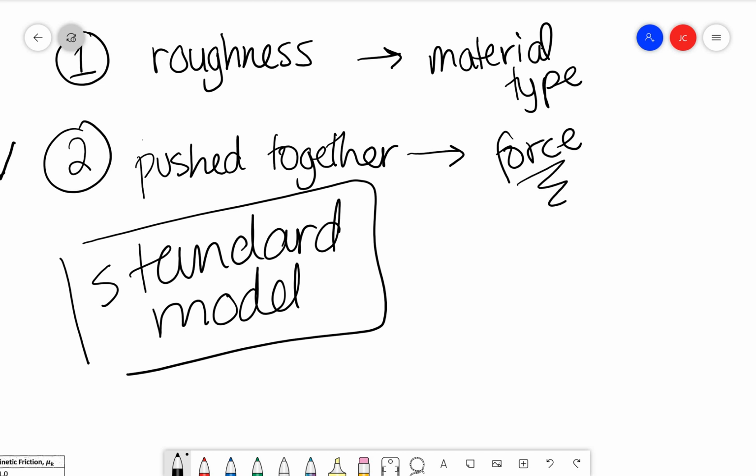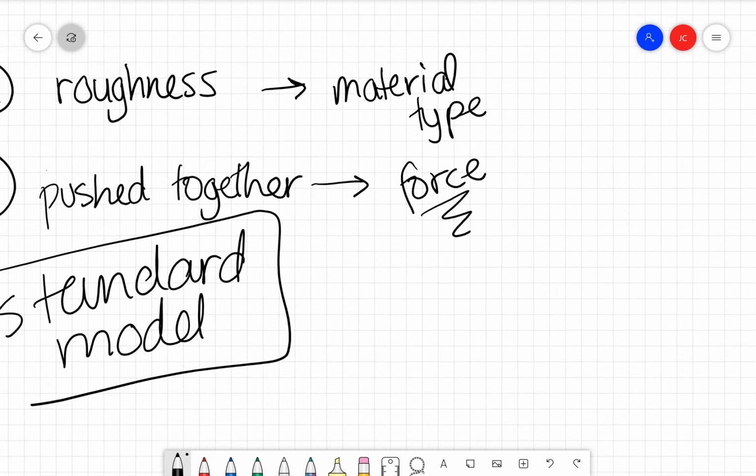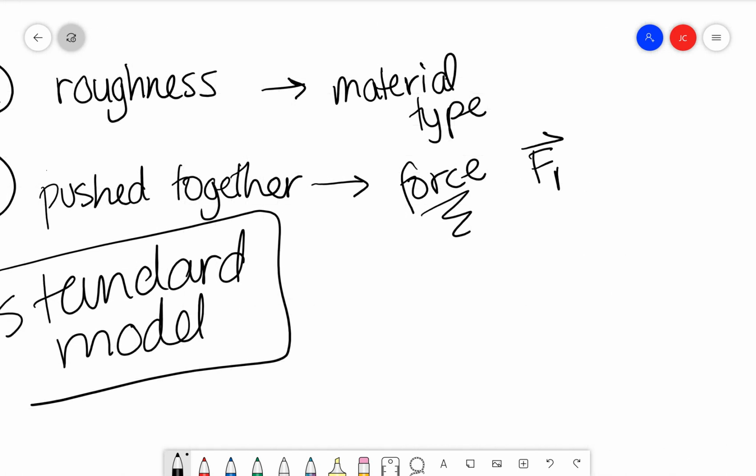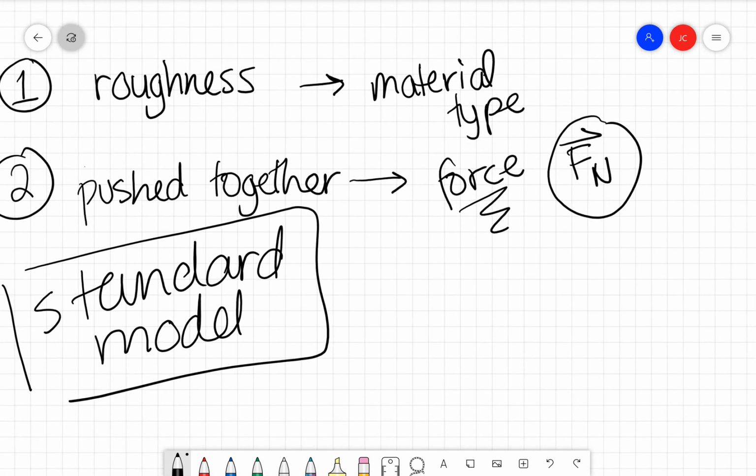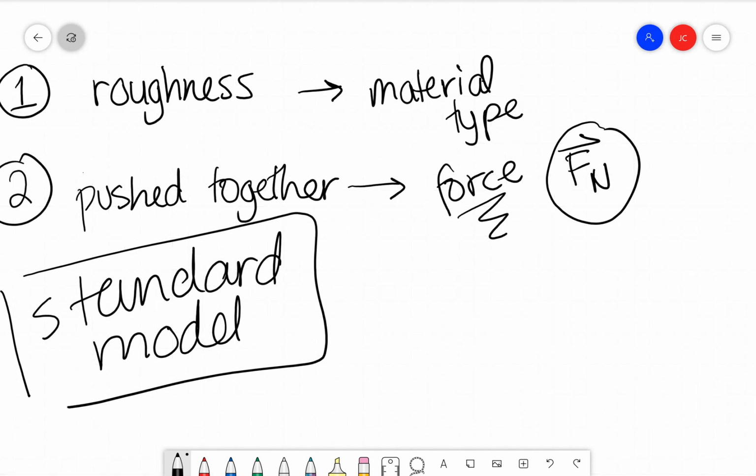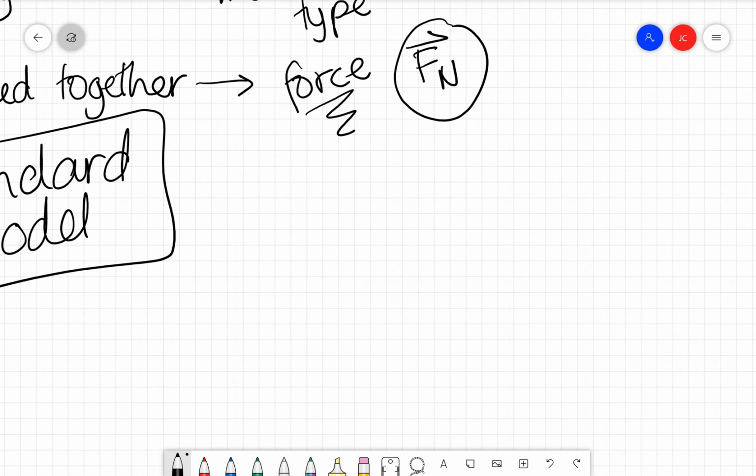What kind of force is this? Incidentally, it's a force we've already met, and that is a normal force. Remember, that is the contact force of one object on another. It's called a normal force. And that's really what we're dealing with when we say the force of two objects together. So depending purely on the material type and the normal force, we can get ourselves the standard model of friction. And this standard model of surface friction is what we're going to use.